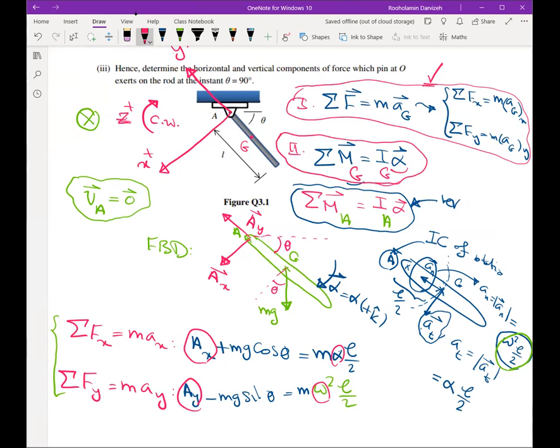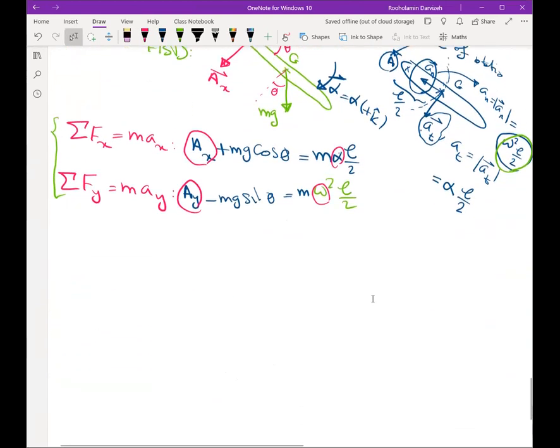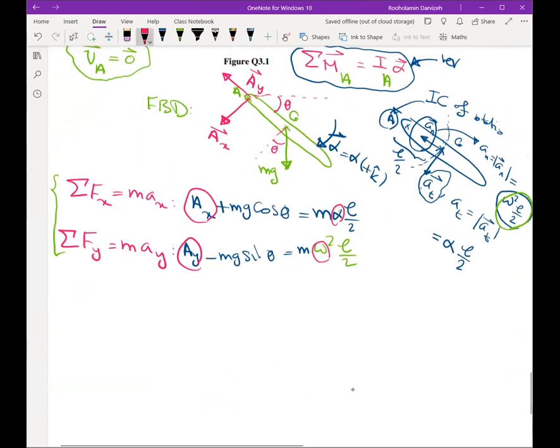Yes, always this acceleration is the acceleration which you use in Newton's third law. It's always the acceleration of the center of gravity. And also you can see in this example, I didn't write down the sigma m. But here I have 1, 2, 3, 4 unknowns. Yes, definitely I need another set of equations to be able to solve it.